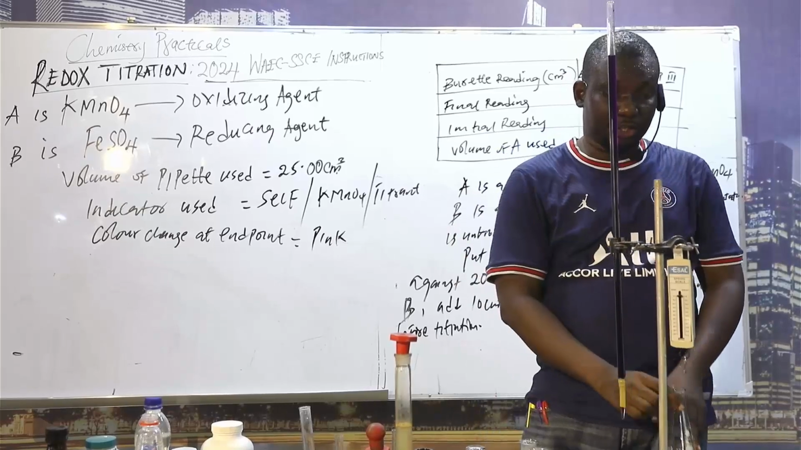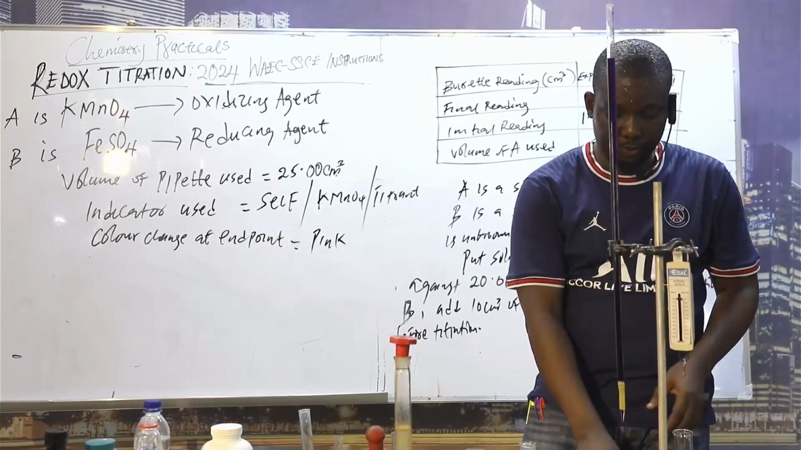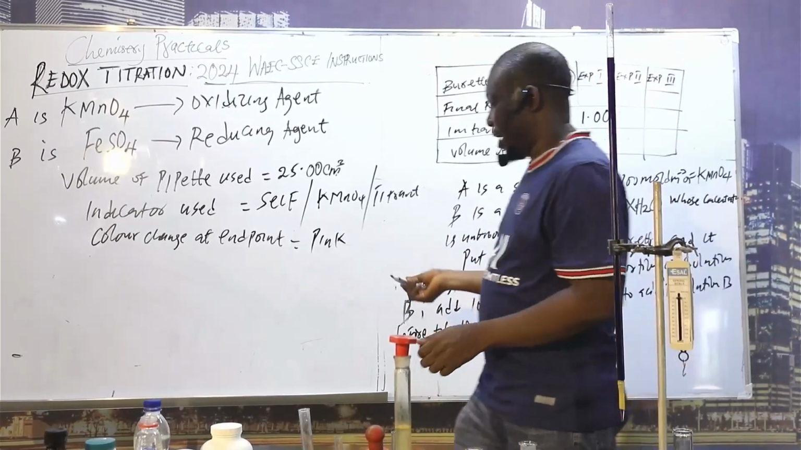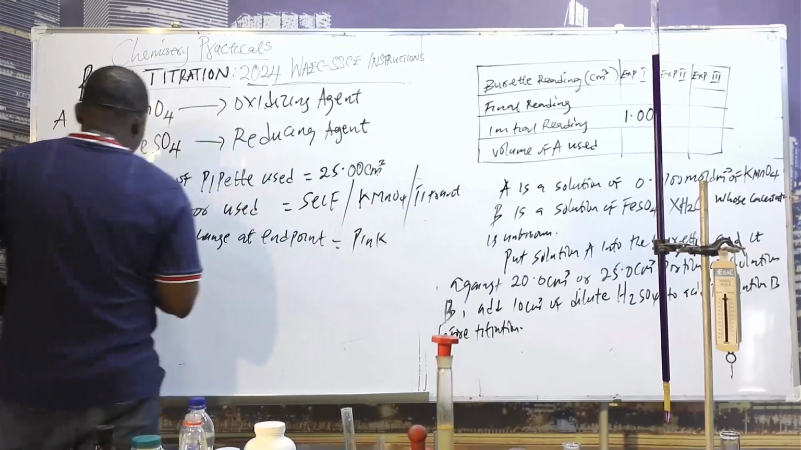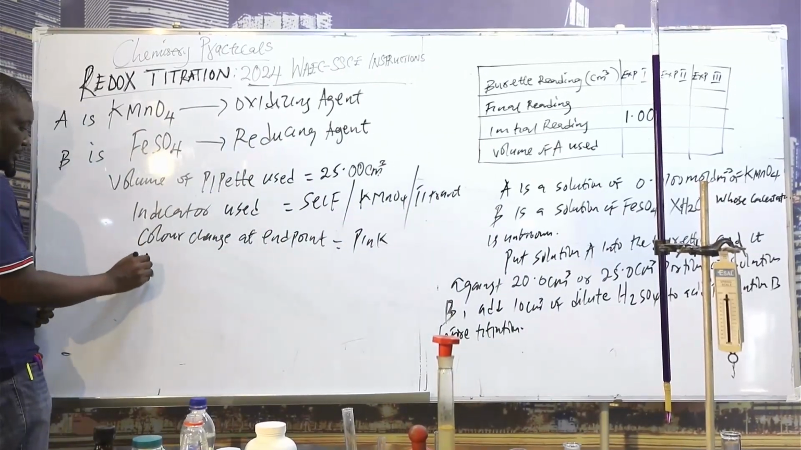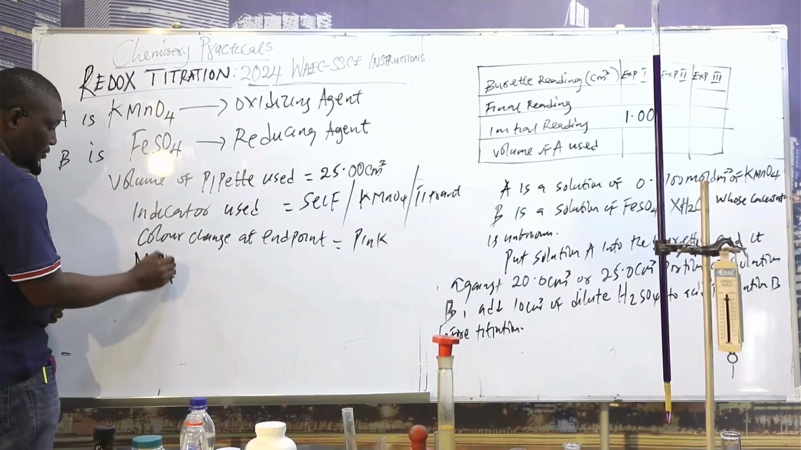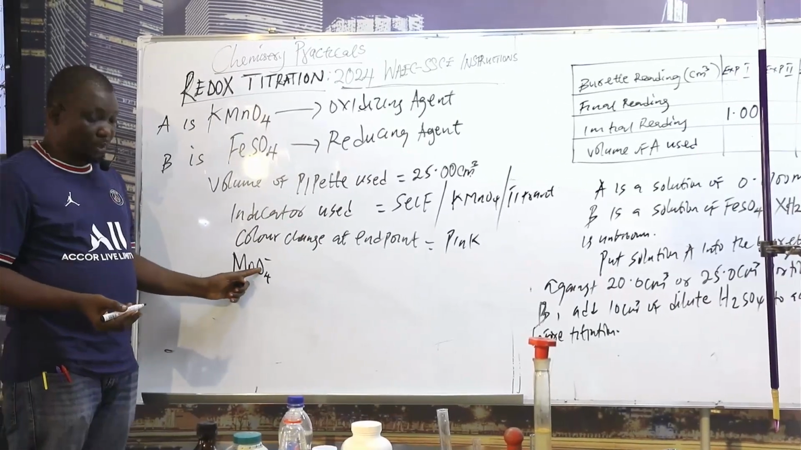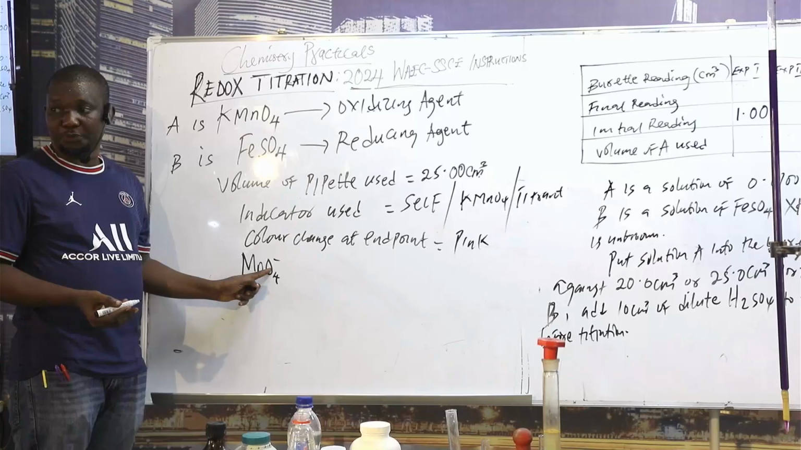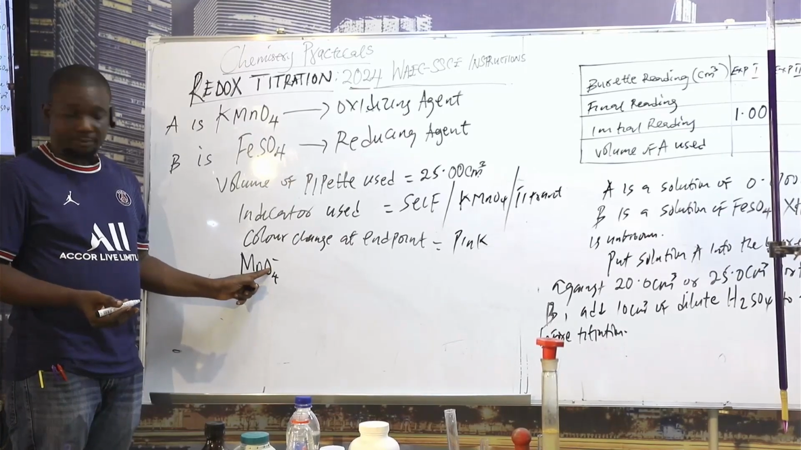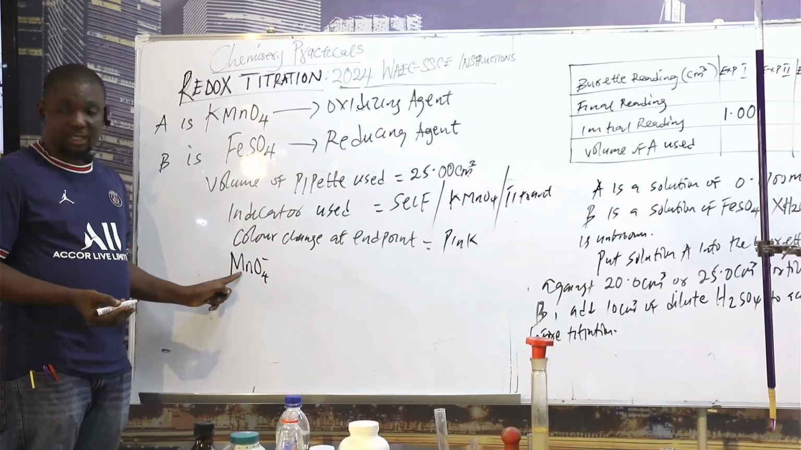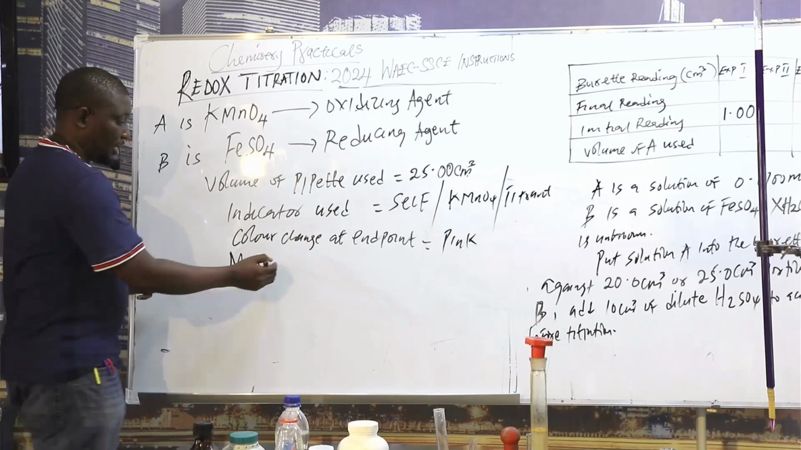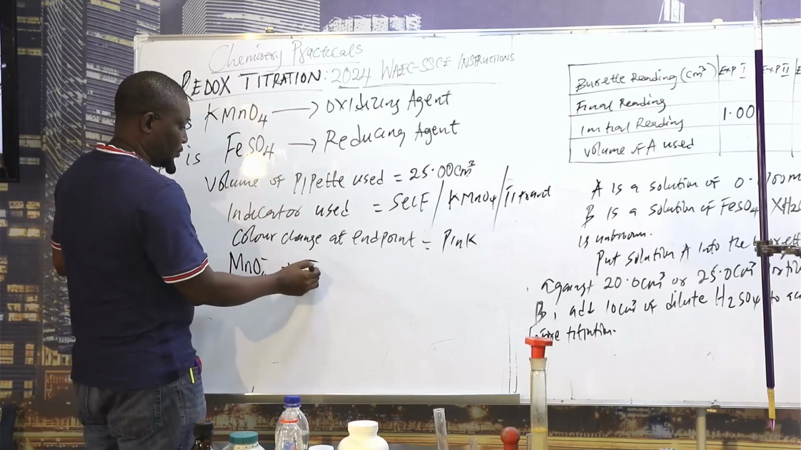Because the principle of this titration is very simple. You are titrating an oxidizing agent, MnO4 minus, a substance with manganese bonded to 4 atoms of oxygen, which is a powerful oxidizing agent. And then you are now titrating with iron 2.